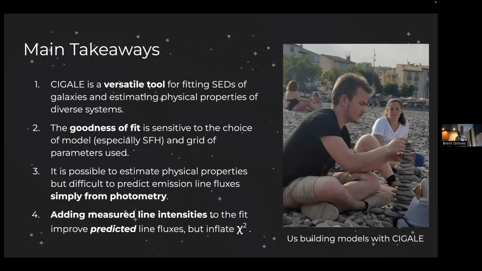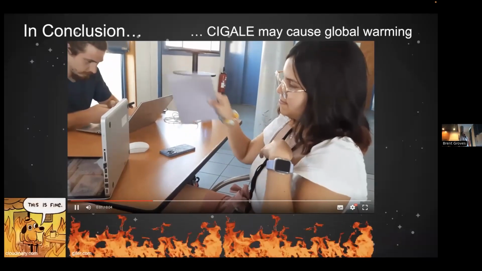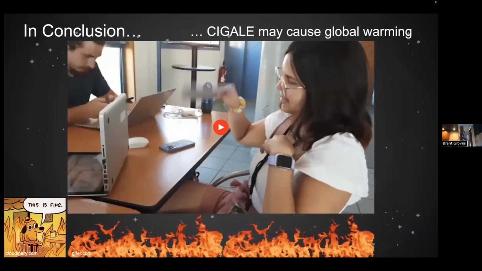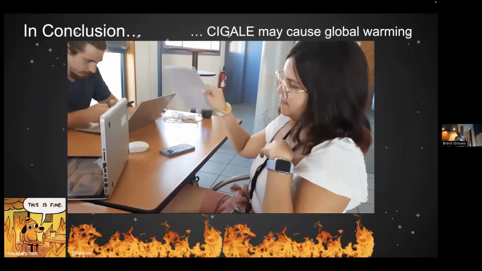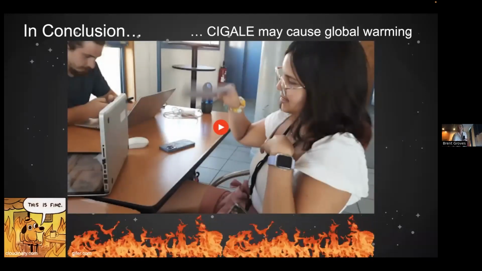So on the picture, you have a representation of us when we are trying to build a model with SIGAL. And to conclude, that was us when we were running SIGAL, and we can see that the laptop was overheating. So maybe SIGAL may cause global warming. So yes, thank you.